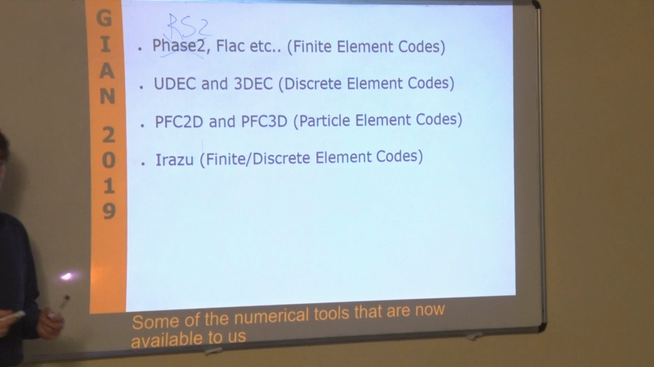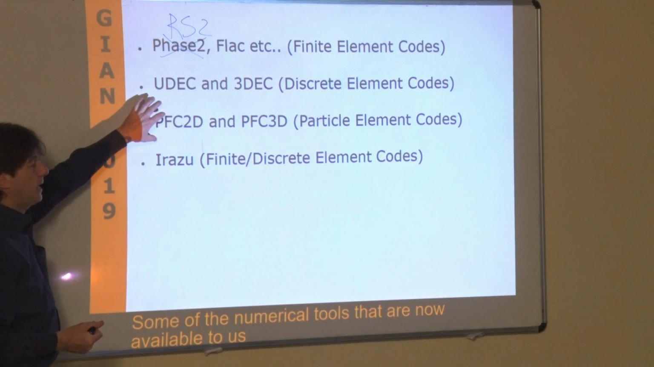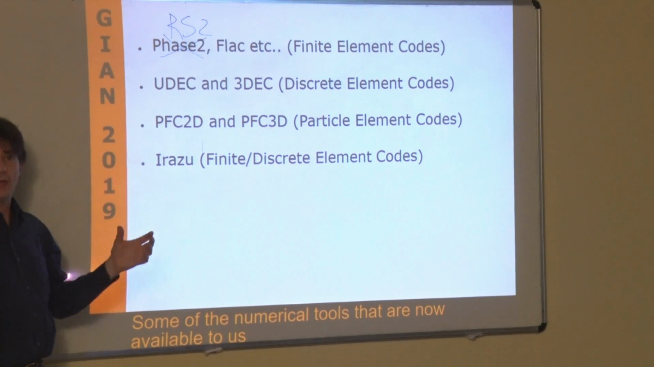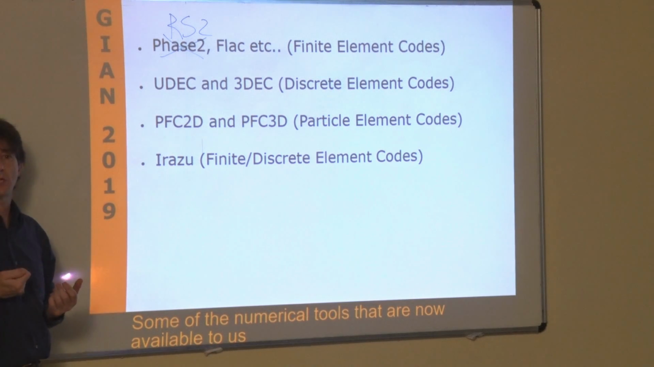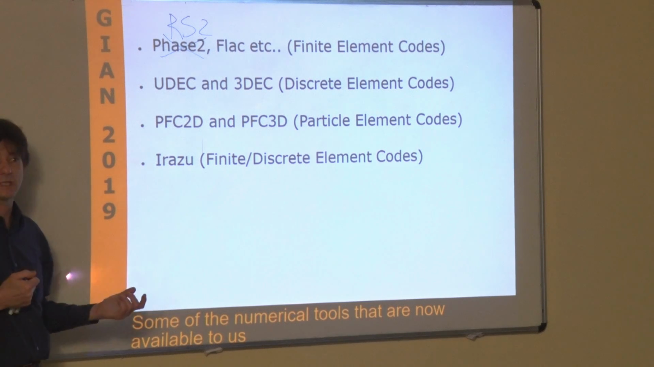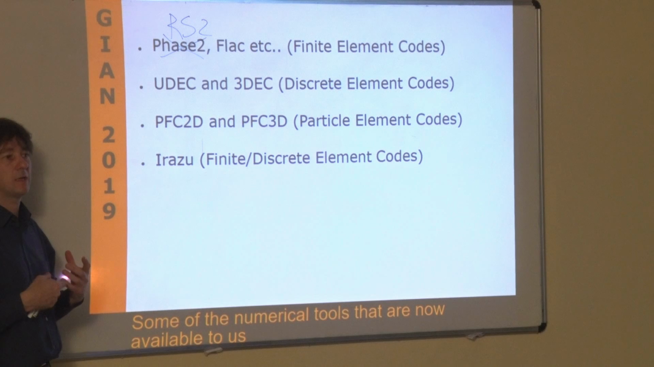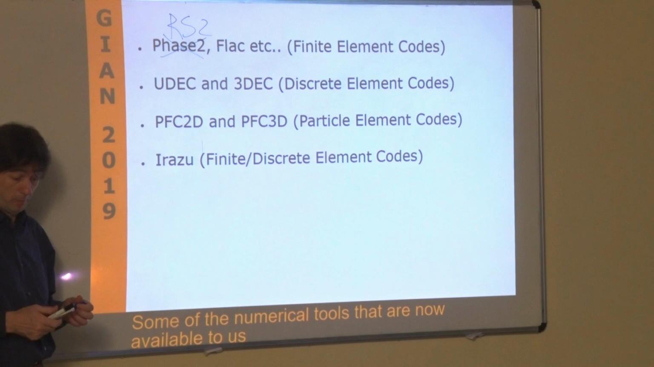Discrete elements, probably the two most used and known are UDEC in 2D and 3DEC in 3D. And then you have particle element codes where instead of having your domain divided in blocks, you say, instead of blocks, I use just spheres in 3D or disks, and I put all my disks together, and I assume that the behavior can be reproduced by looking at how those disks are moving and breaking apart.